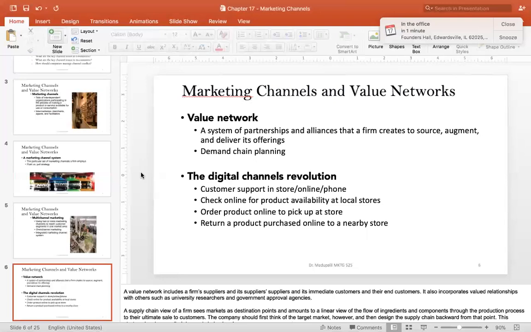A company can be viewed as the center of a value network. Like if you're producing a product, you are the center of the value network. Producing, not buying, okay? It is a set of partnerships and alliances that a firm creates, right? In order for you to deliver the product to your consumer, you need these alliances, this partnership around you to finally deliver the product.